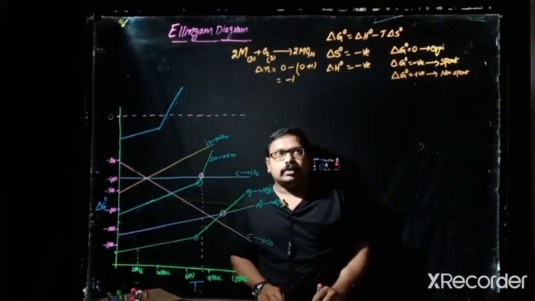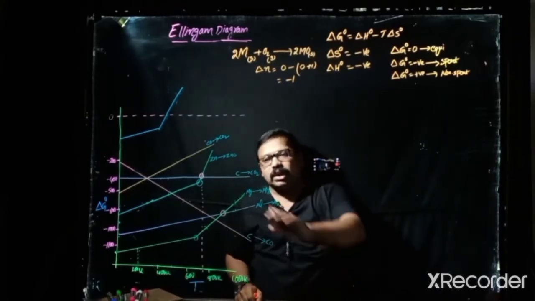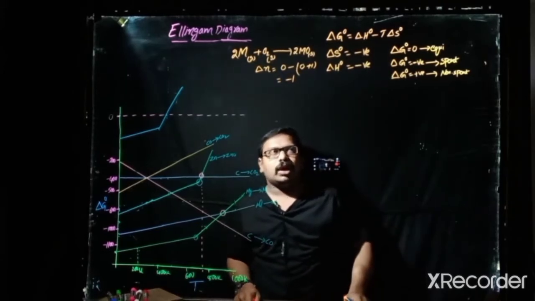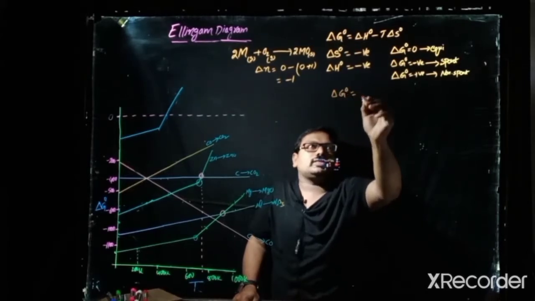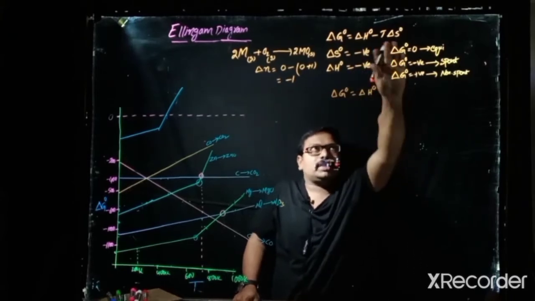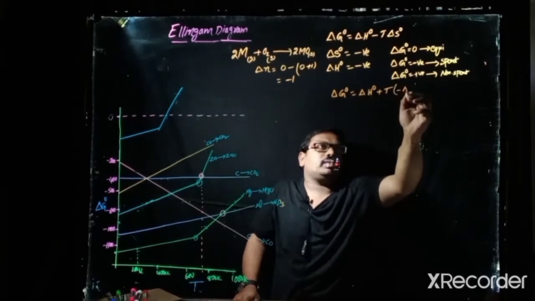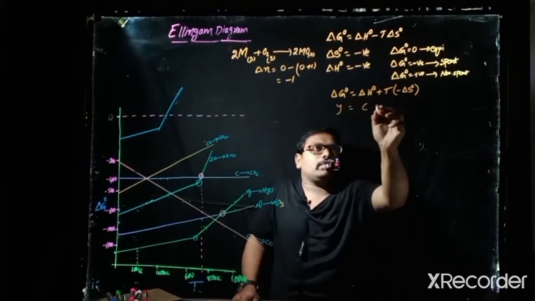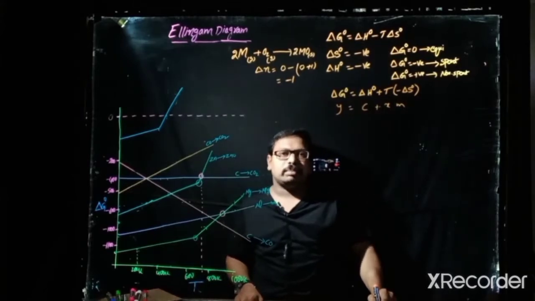If you see these curves, these Ellingham diagram curves relate with this formula. So here I am writing this formula as delta G naught is equal to delta H naught, for my convenience I am rearranging it, plus T into minus delta S naught. It is in the form of y is equal to mx plus c.